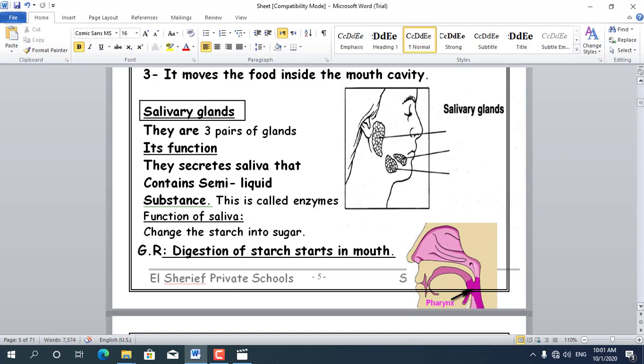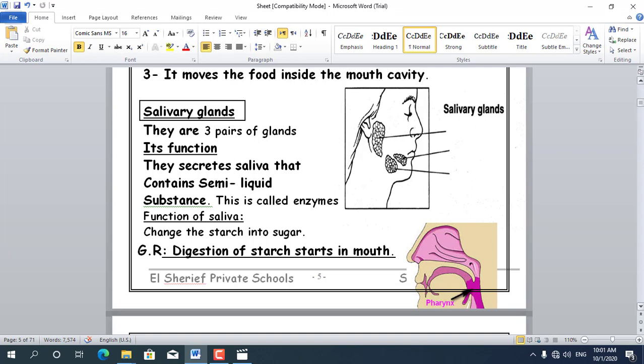Number 2, salivary glands. There are 3 pairs of glands, 3 pairs meaning 6 glands. They have a function: they secrete saliva, a liquid that contains digestive enzymes that digest starch into a simple substance called sugar. So the starch is changed by saliva into sugar.